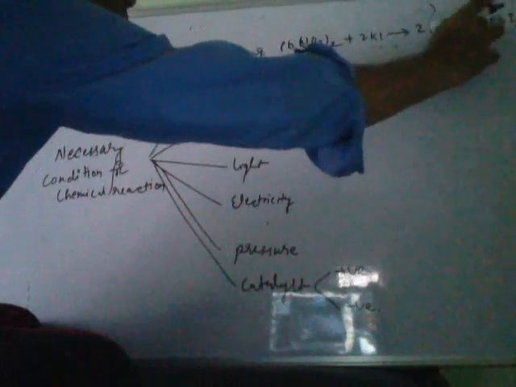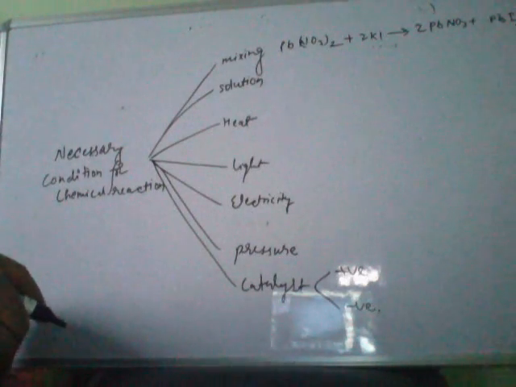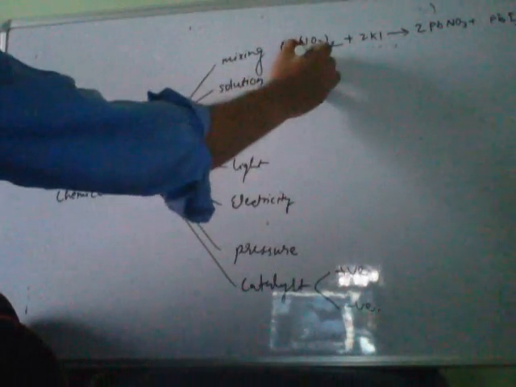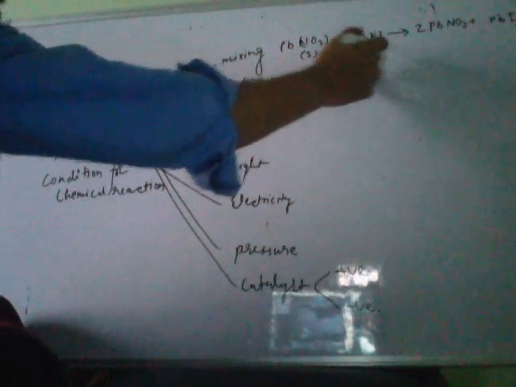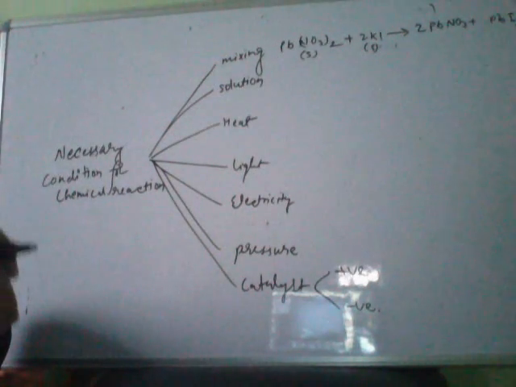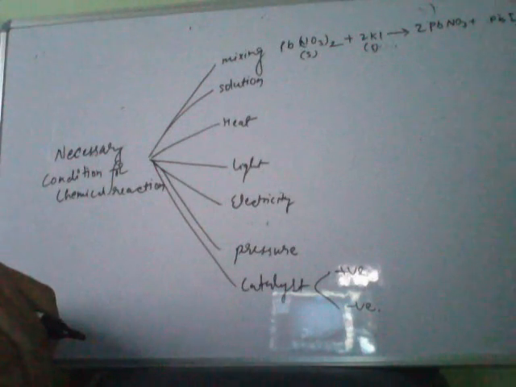PbI2, potassium nitrate and PbI2. So how do these products form? Because these are solids, this is also a solid. These solids mix together to form the product. Without mixing, they can't form the products.